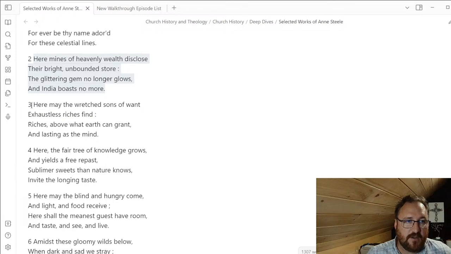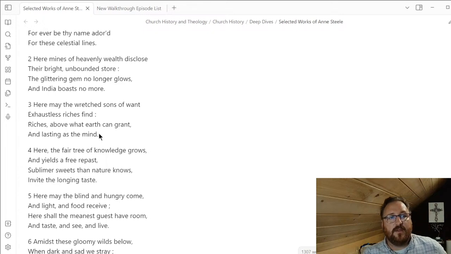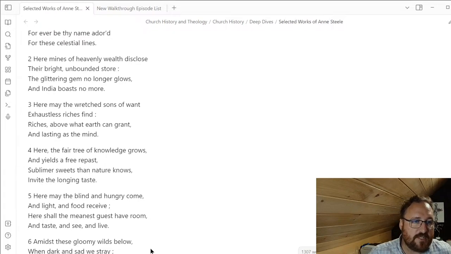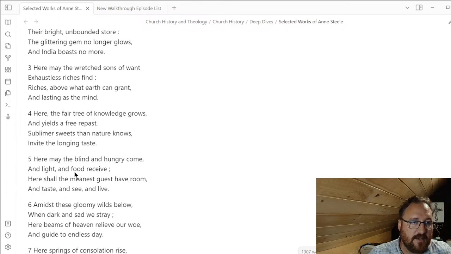Third stanza. "Here may the wretched sons of want exhaustless riches find, riches above what earth can grant and lasting as the mind. Here the fair tree of knowledge grows and yields a free repast. Sublimer sweets than nature knows, invite the longing taste. Here may the blind and hungry come and light and food receive. Here shall the meanest guest have room and taste and see and live."